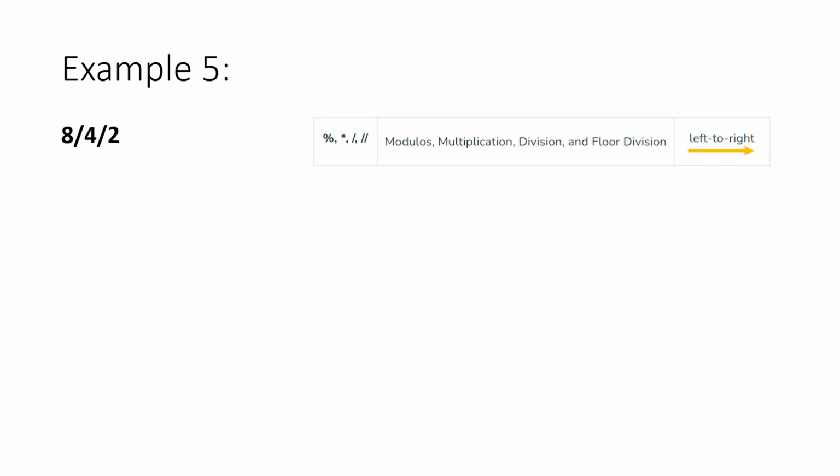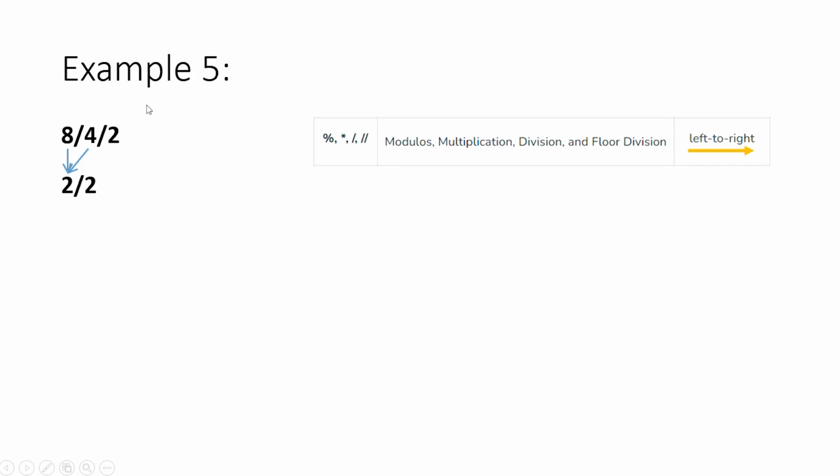Let us take one more example. Now here I am writing 8/4/2. Here I am using the division operator 2 times. For the division operator, the associativity is from left to right. So this left operator, that is 8/4, will be evaluated first, and then this operator will be evaluated.